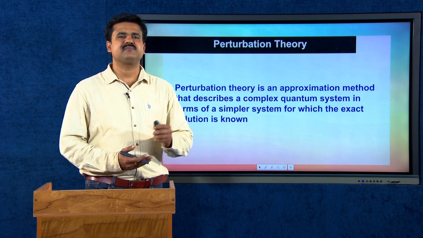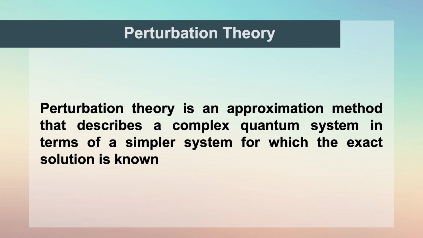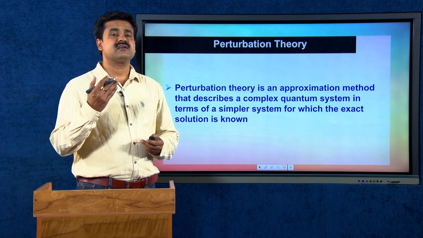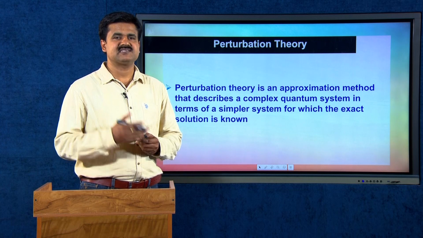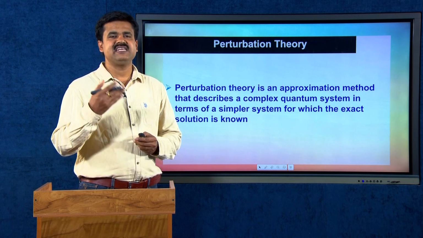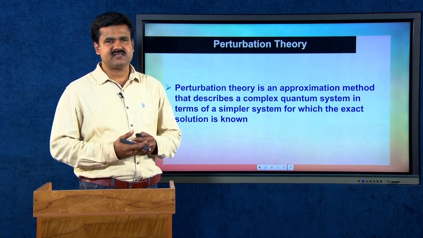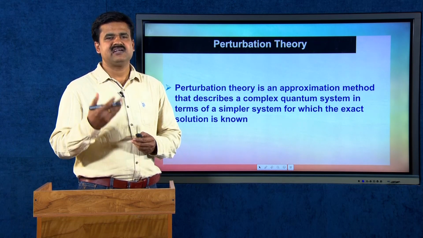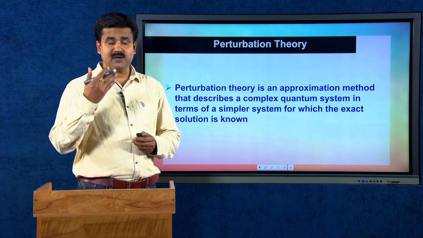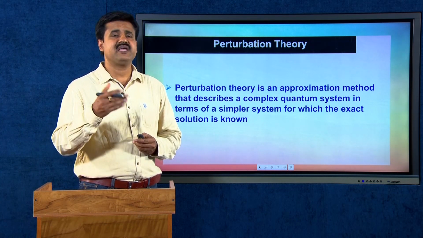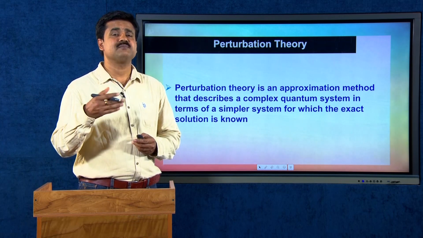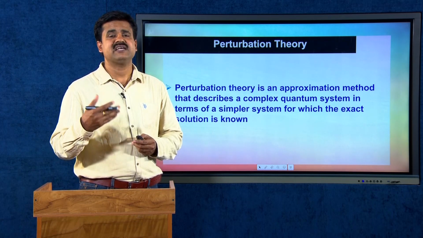First of all, perturbation theory. Perturbation theory is an approximation method that describes a complex quantum mechanical system in terms of a simpler system for which the exact solution is known. As we are all aware, there are two important approximation methods in quantum mechanics. They are the variational principle and the perturbation theory. Perturbation theory deals with finding the solution to the Schrodinger wave equation of a quantum mechanical system in terms of simpler problems which are already solved or established.